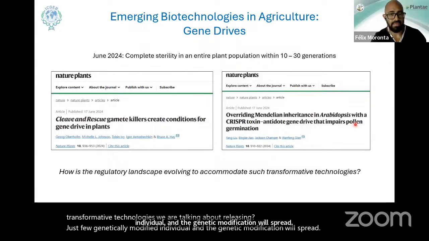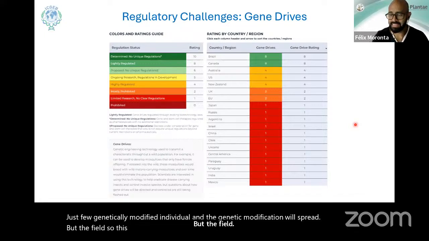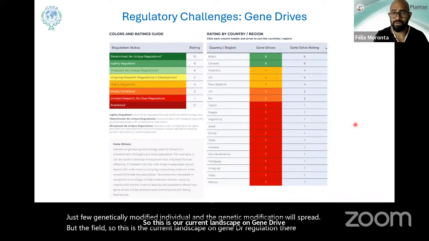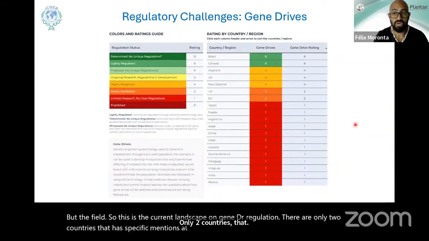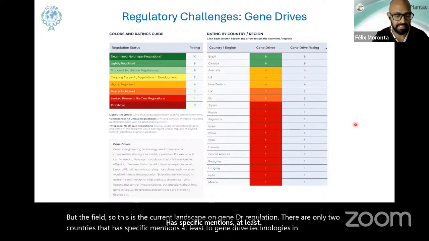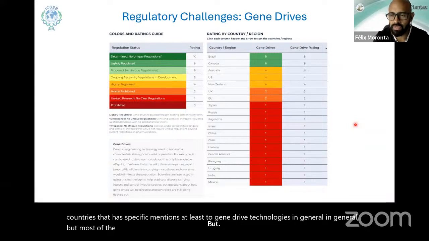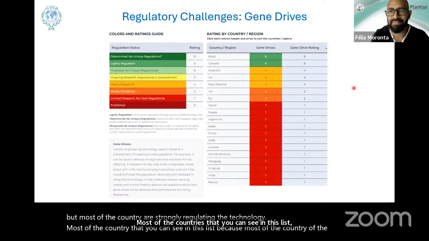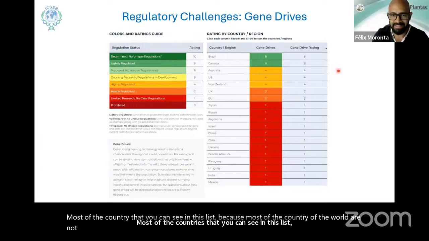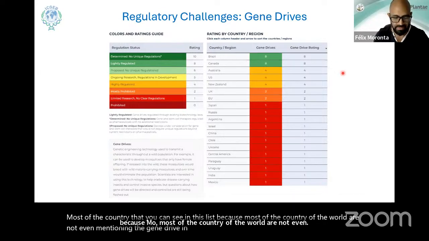So this is the current landscape of gene drive regulation. There are only two countries that have specific mentions of gene drive technologies in general. But most of the countries in this list are strongly regulating the technology, because most of the countries of the world are not even mentioning gene drives in their regulatory frameworks.